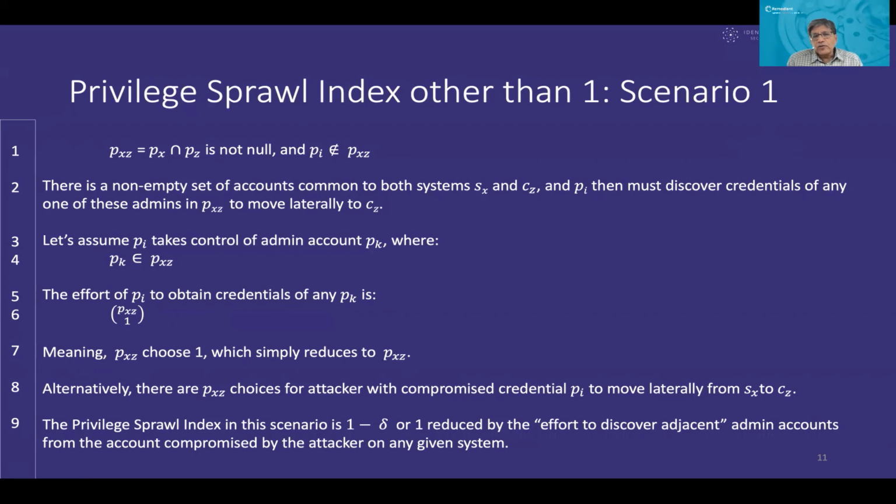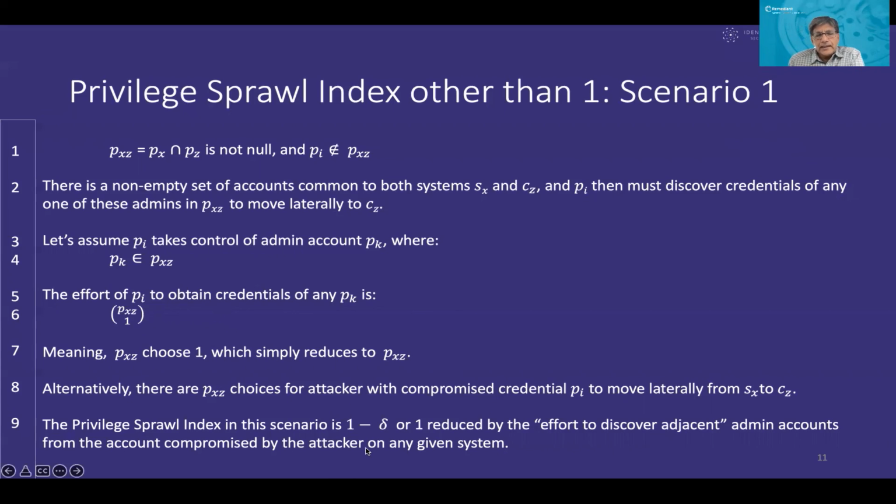So out of 5, choose 1, that gives me 5 choices, right? So that's the PXZ choices that I have, with one compromised credential PI, to discover one of those 5 accounts, or one of those PXZ accounts, in order to move from SX to CZ. And that's what line 8 is saying, right?